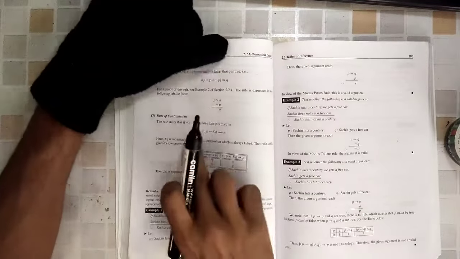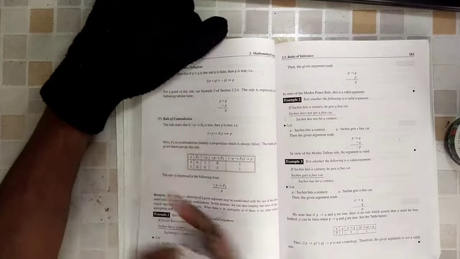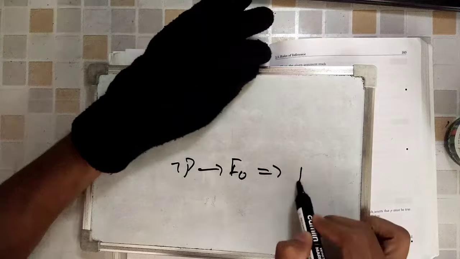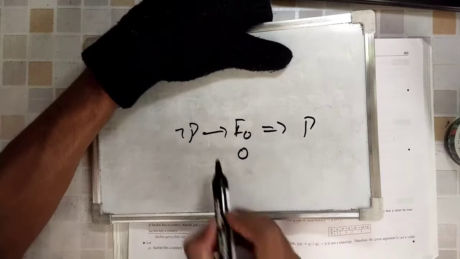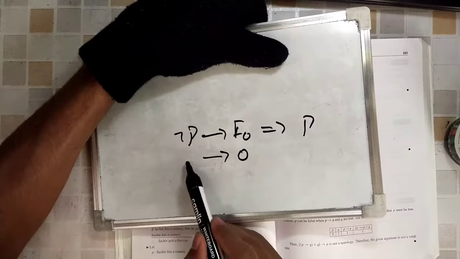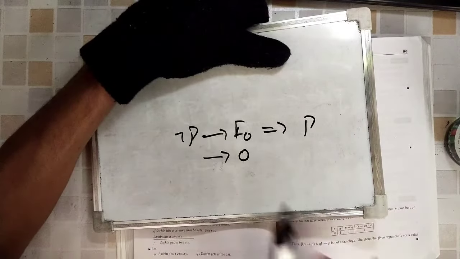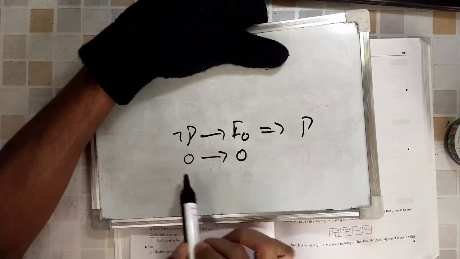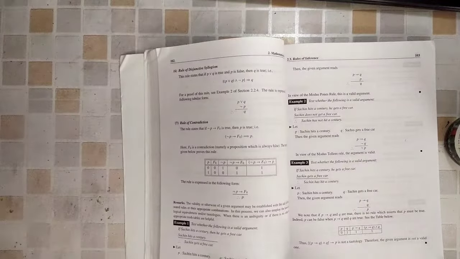Then the last rule. The rule states that if negation P implies F naught is true, then P is true. See here, F naught is always 0, we know that. So 1 implies 0 cannot be possible here, since you are taking the negation value. This will be true only if it is 0 here. If negation P is 0, then obviously P will be 1. That's what it says.